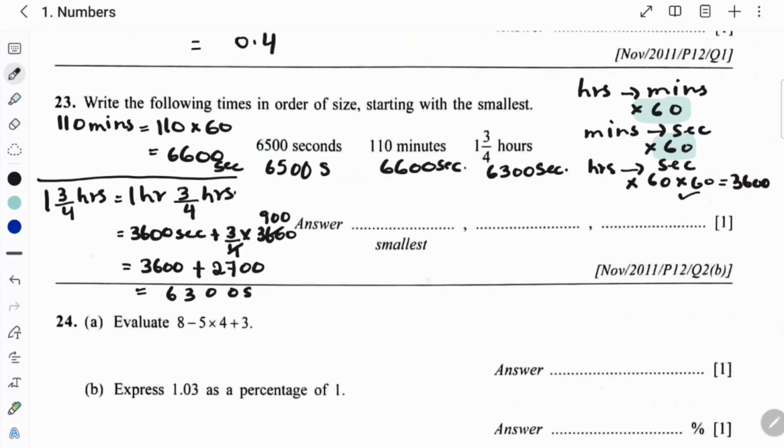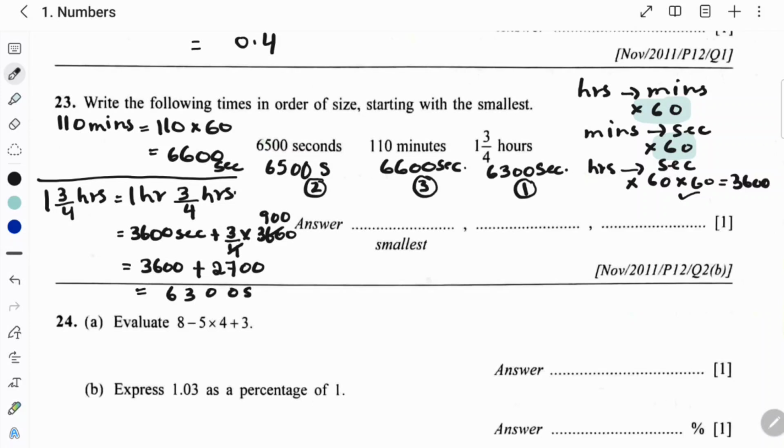Now we are ready to write in order. First of all, remember 6500 seconds means 6500 seconds. 110 minutes means 6600 seconds. How did we get it? We just multiplied by 60. 1 hour 3/4 means 1 hour is 3600 seconds, and 3/4 hours means 2700 seconds. You can vertically also add 3600 and 2700 like this, and then you can also get 6300 seconds. So 6300 is the smallest, obviously, and then 6500 is the second, and 6600 will be the last one. So ascending order: the first one, the second one and the third one.